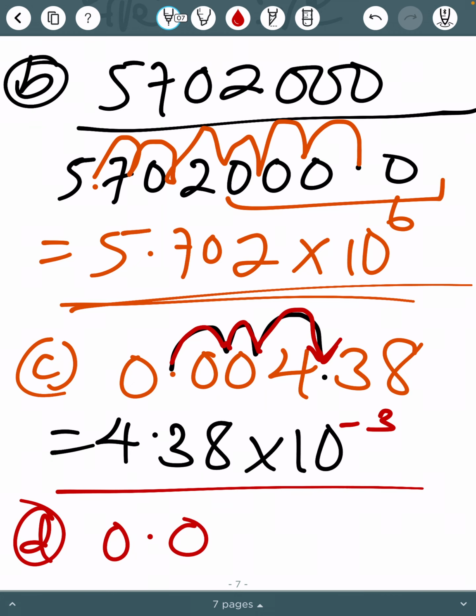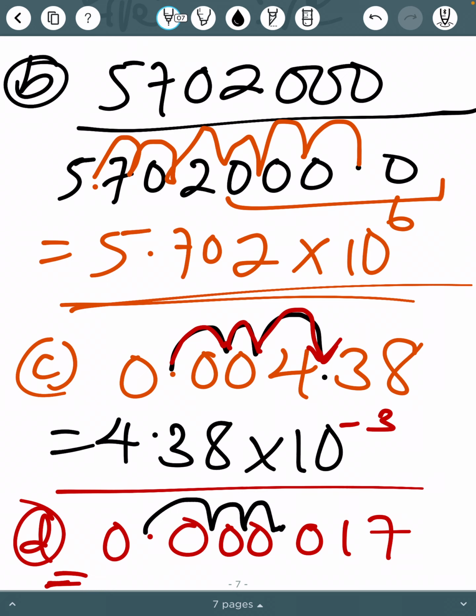Question D says I should change 0.000017 to standard form. I just need to count very well. 1, 2, 3, 4, 5. So my point will come in. That will give me 1.7 times 10 raised to the power minus 5. Minus 5 because I moved the decimal forward as usual.